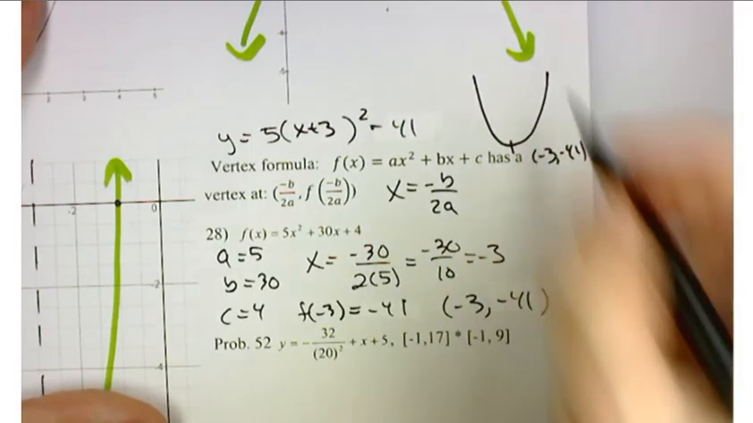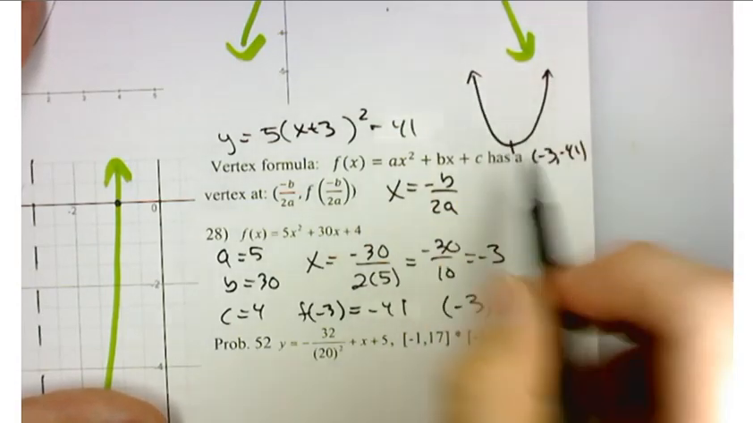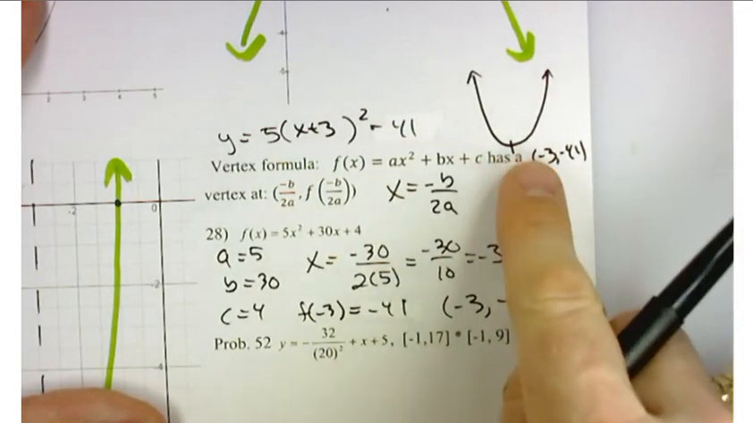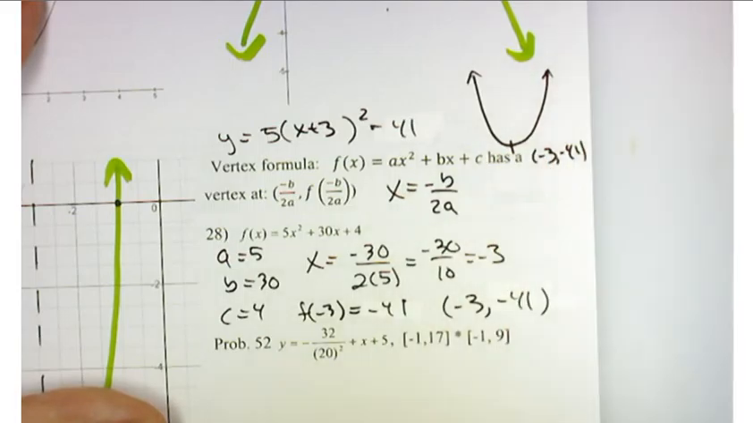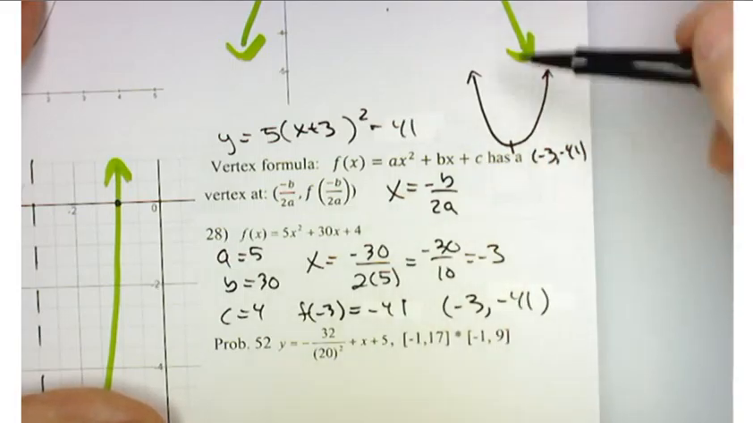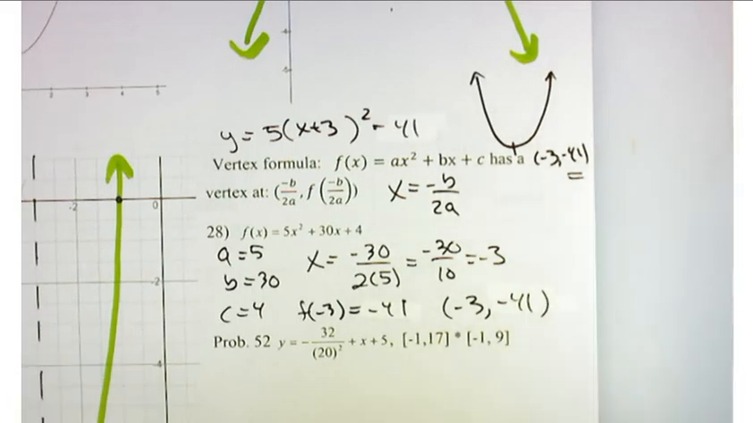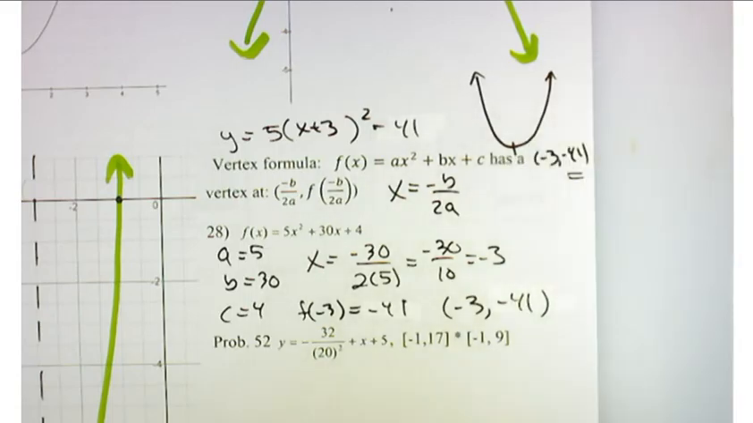So for instance, I could tell where the graph is decreasing. It's decreasing on the interval negative infinity to negative 3. It's increasing on the interval from negative 3 to infinity. What's the minimum of this graph? Negative 41. So the range would be negative 41 to infinity. So there's a lot of information you get just by knowing that much and just by having this very, very simple image of the graph.